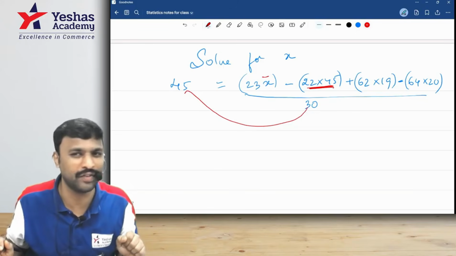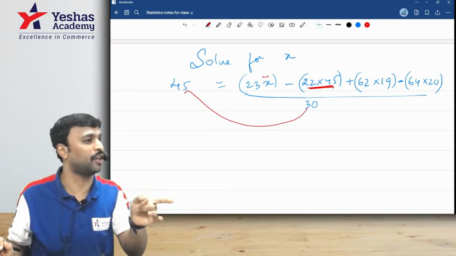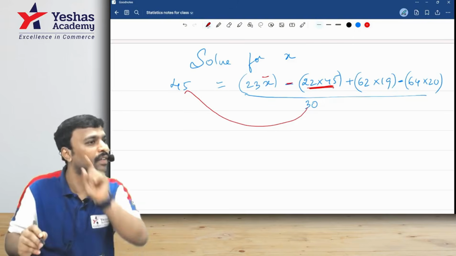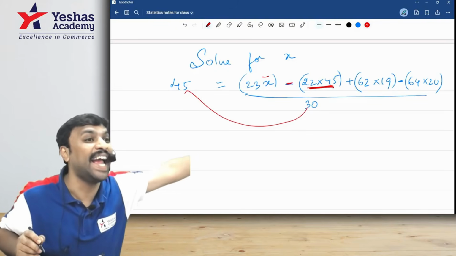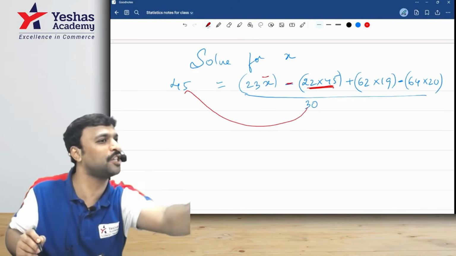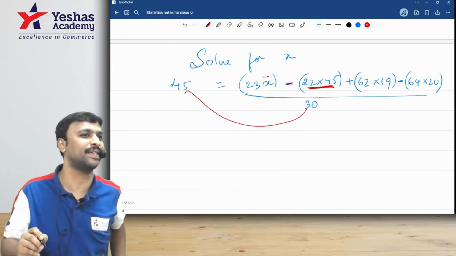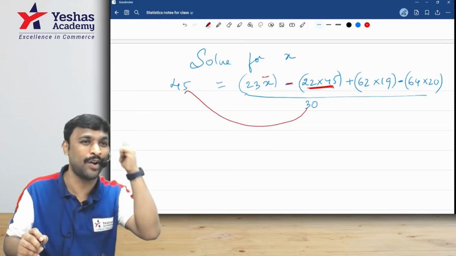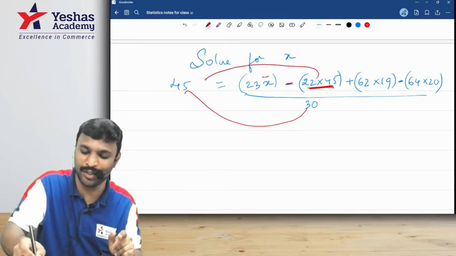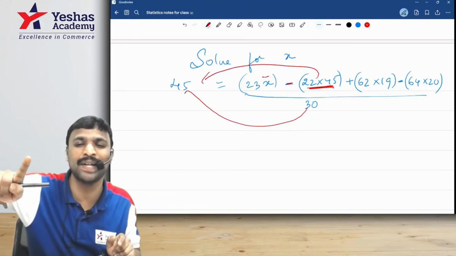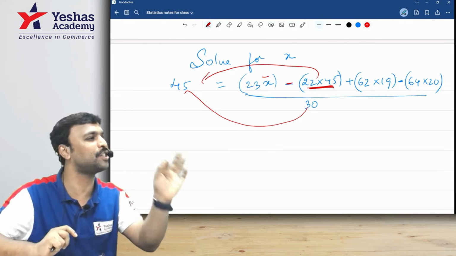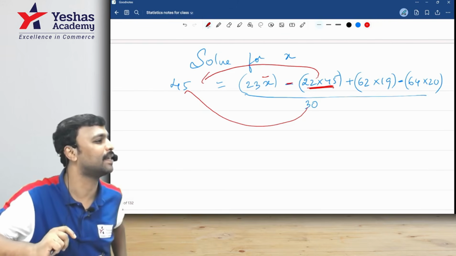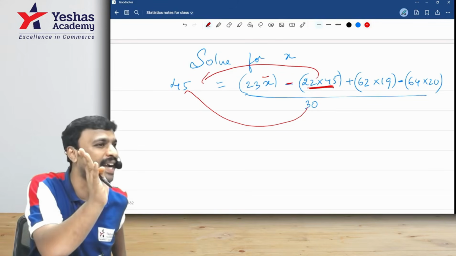Sorry, 22 into 45. My bad. 22 into 45. Look at its sign, negative. If it comes to the other side, it becomes what? Positive. So you should be storing this as M minus or M plus? Use your common sense, because this will come to the other side. Minus becomes what? Plus. So you're going to store this as M minus or M plus? M plus. Are you understanding it?